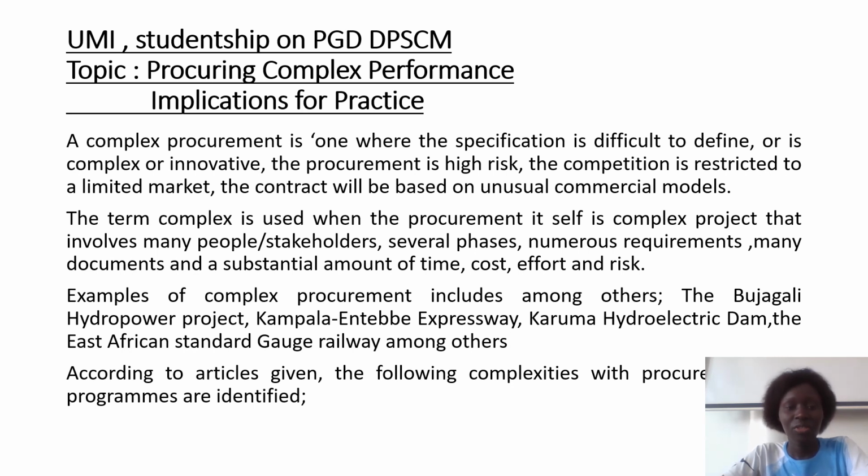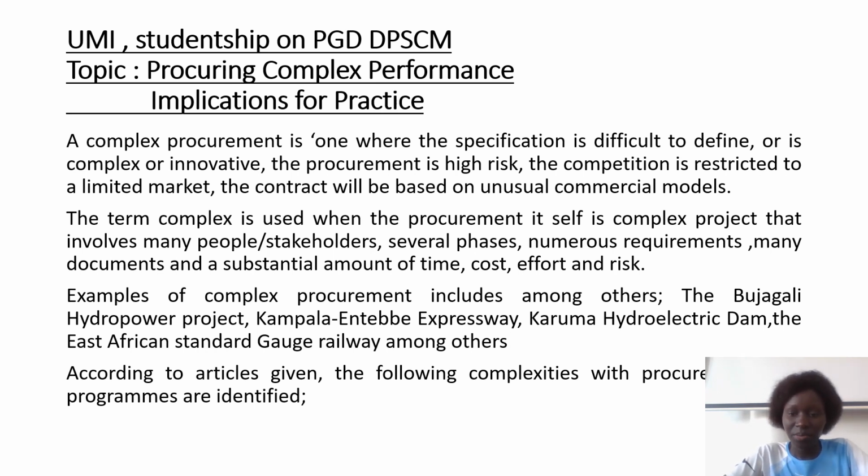This is a presentation on preparing complex procurement. Complex procurement can be defined as procurement where the specification is difficult to define and the procurement is high risk. The competition is restricted to a limited market and the contract will be based on unusual commercial models. Complex procurement involves many stakeholders, several phases, numerous requirements, many documentations, and a substantial amount of time, cost, effort, and risk.